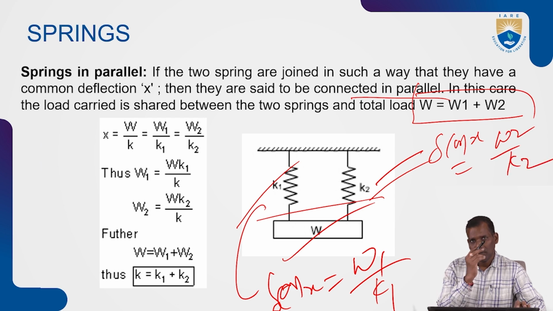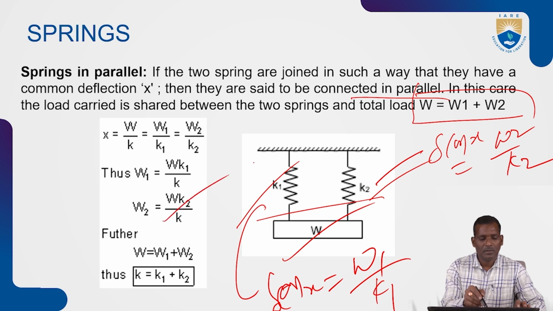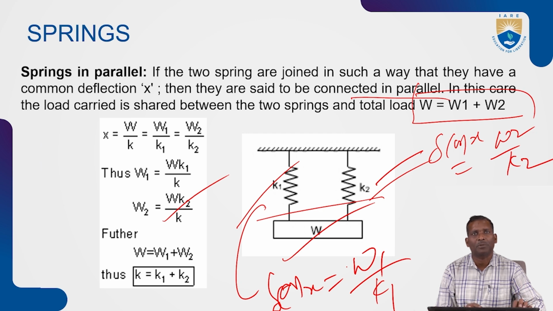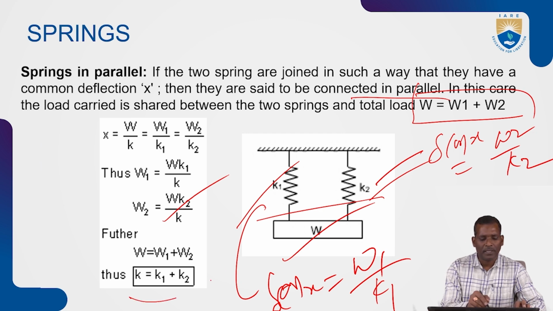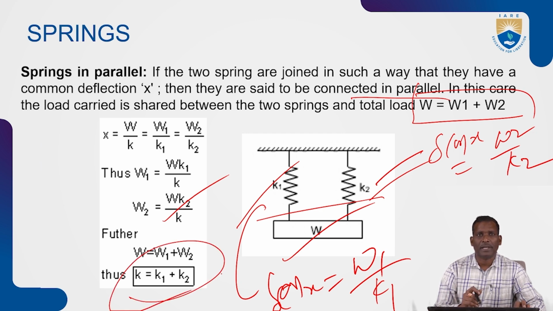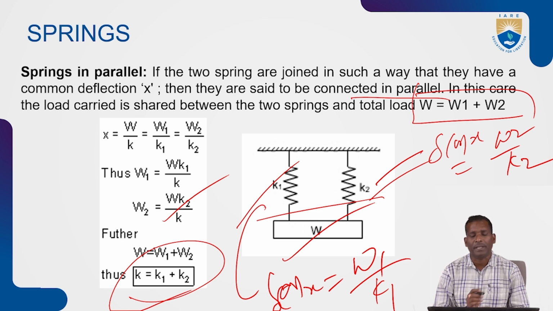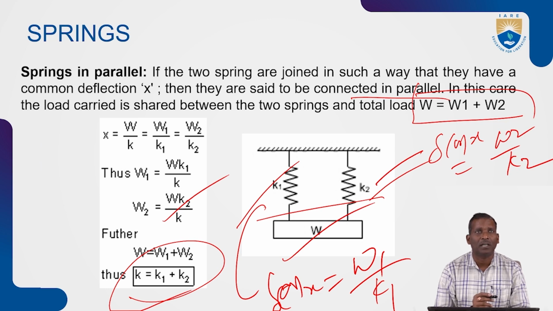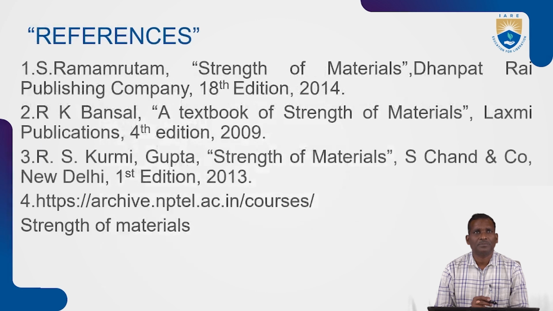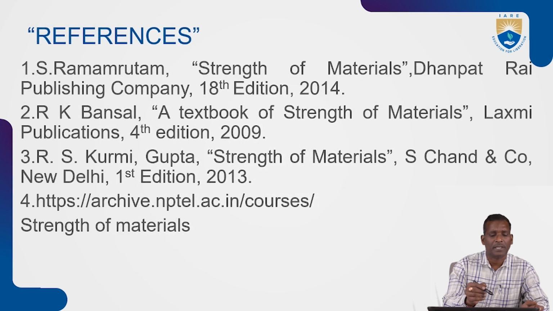So now write down the total load as W1 plus W2. Finally, we get the stiffness K equal to K1 plus K2, whenever the springs are joined in parallel. So like this, you need to calculate the total stiffness of springs connected in series and in parallel. These are the references I have taken.